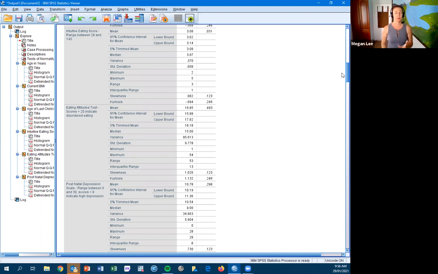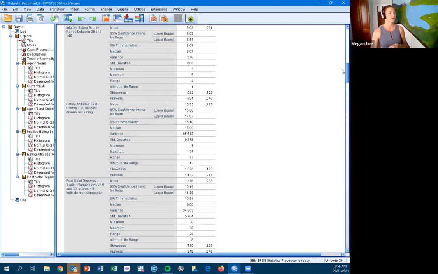Which is what we would expect, because remember the definition of disordered eating: when dieting and food restriction affects your life. Okay. It affects your social life. It starts affecting your work life, your family life, your functioning, any form of social functioning. So you wouldn't expect, on average, most of our participants to have disordered eating.